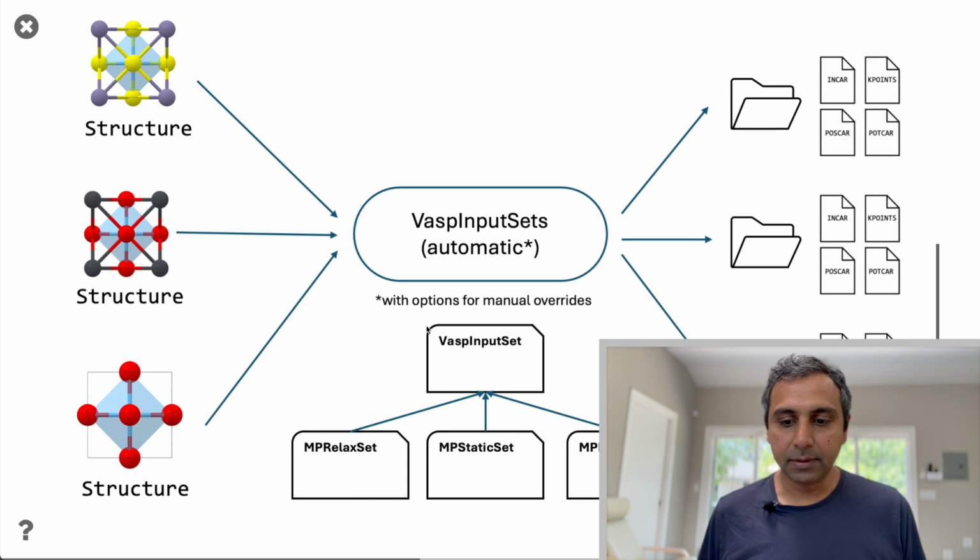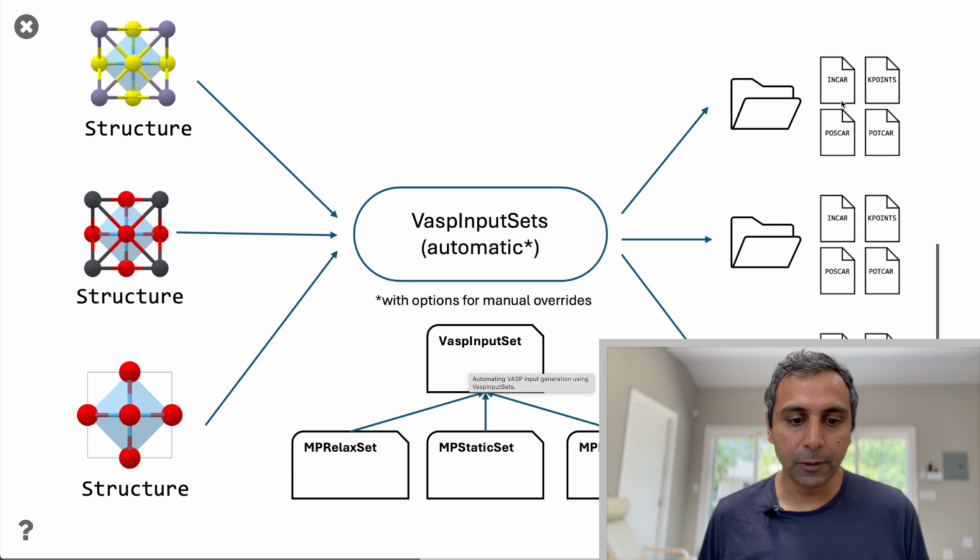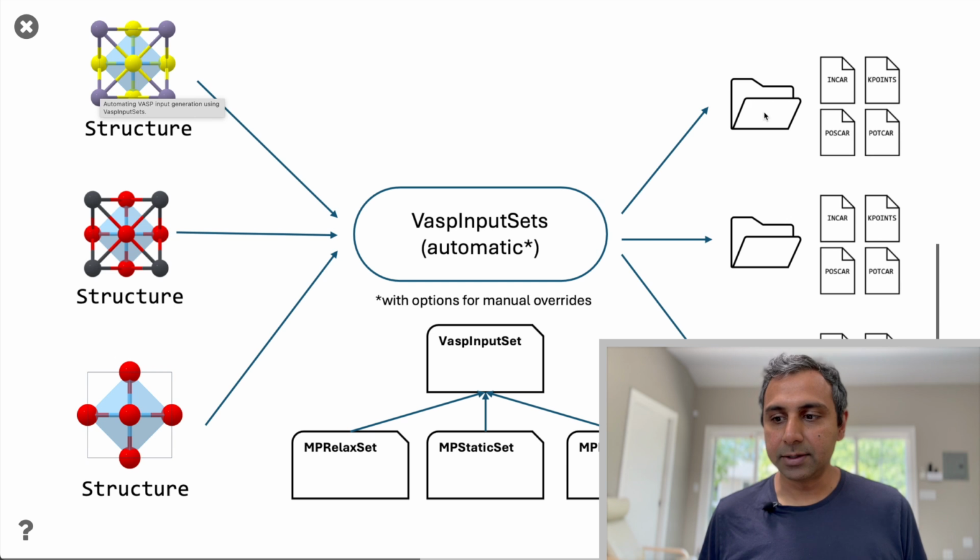So there are many different VASP input sets, and we'll talk about them in the next slide. And so you can choose the appropriate input set for your calculation type. And then if you give the structure to the input set, it will automatically generate all 4 input files for you. And then if you were to give different structures to the input set, then you can actually generate different directories with files for each structure. So this makes it very easy to run high throughput calculations, especially because these input sets will try their best to adapt the settings appropriately for each structure.